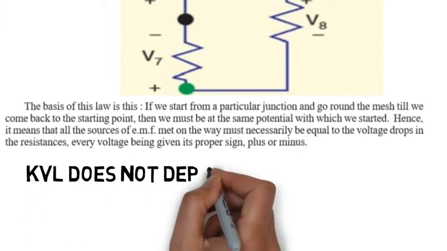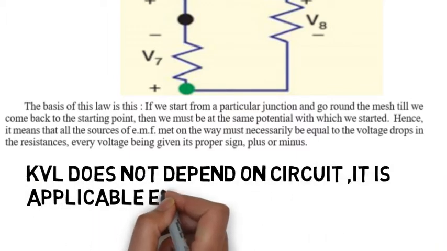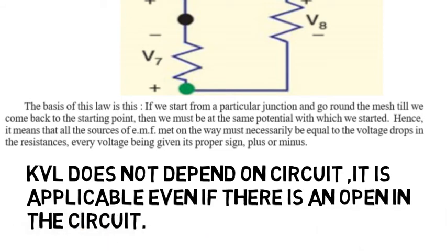Since KVL, Kirchhoff's voltage law, does not depend on the current, it is applicable even if there is an open in the circuit.